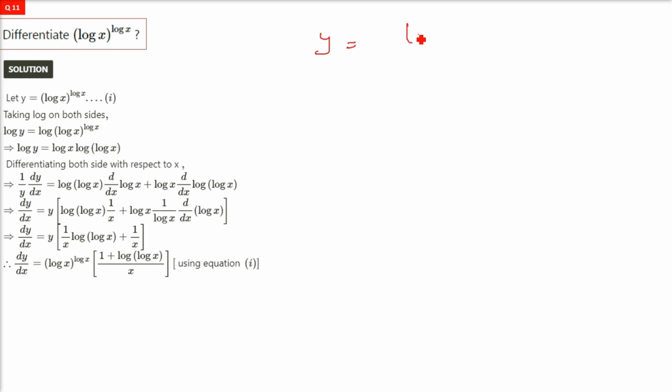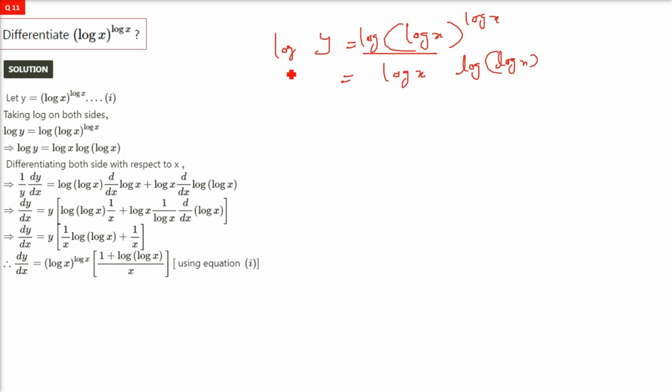Y we will take as log x to the power log x. And then log y will be equal to log we are taking. So this log x will come in front. It will be log x and then log of log x. Log x, log of log x. And here we have log y.